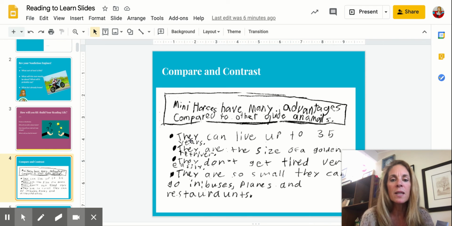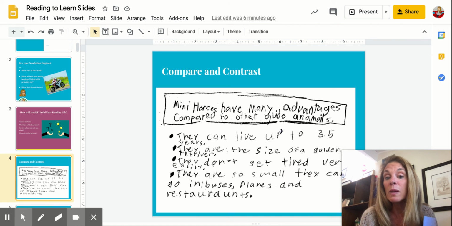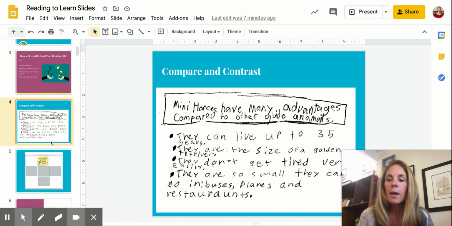So mini horses have advantages. They can live a long time, up to 35 years. They're the size of a golden retriever, so they're not very big. They don't get tired very easily, and they're so small they can go in buses and planes and restaurants. So he did a really, really nice job of writing his notes. He probably read a whole book before he did that, though.